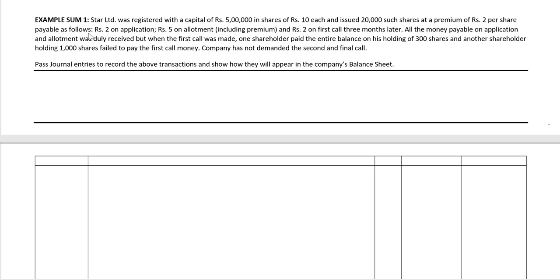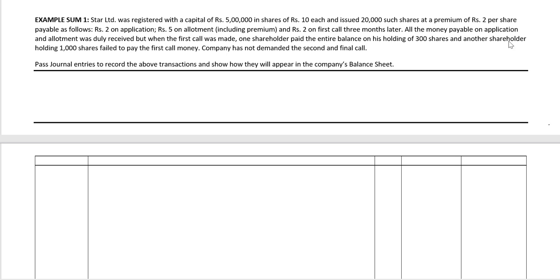Example sum 1. Star Limited was registered with a capital of rupees 5 lakh in shares of rupees 10 each and issued 20,000 such shares at a premium of rupees 2 per share, payable as follows: rupees 2 on application, rupees 5 on allotment including premium, and rupees 2 on first call 3 months later.